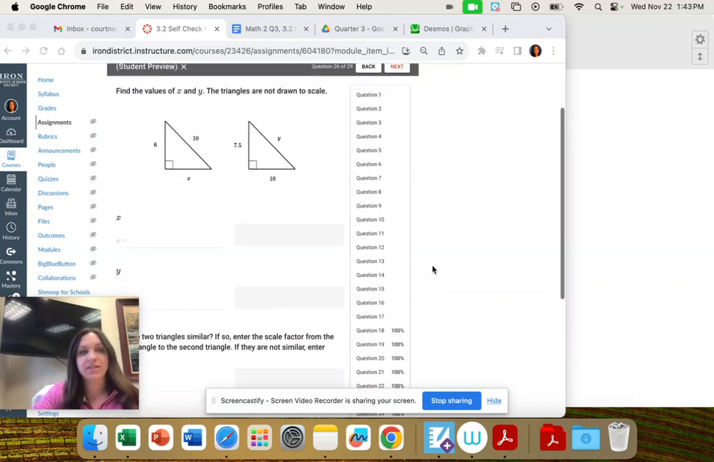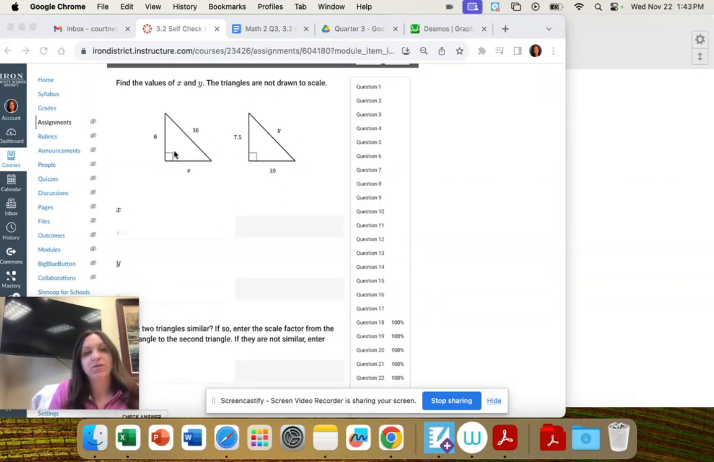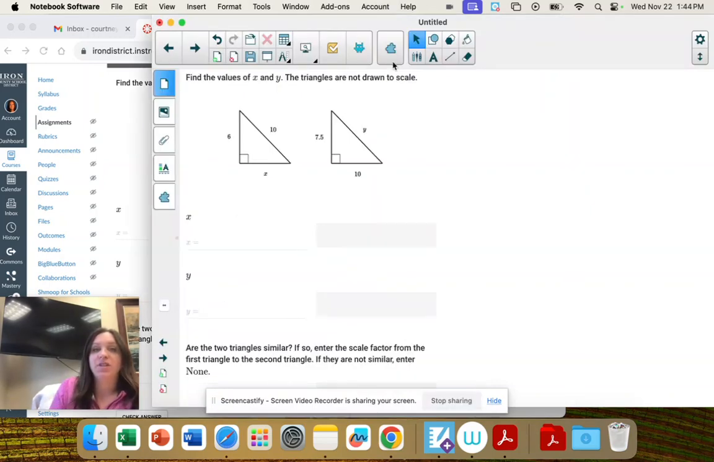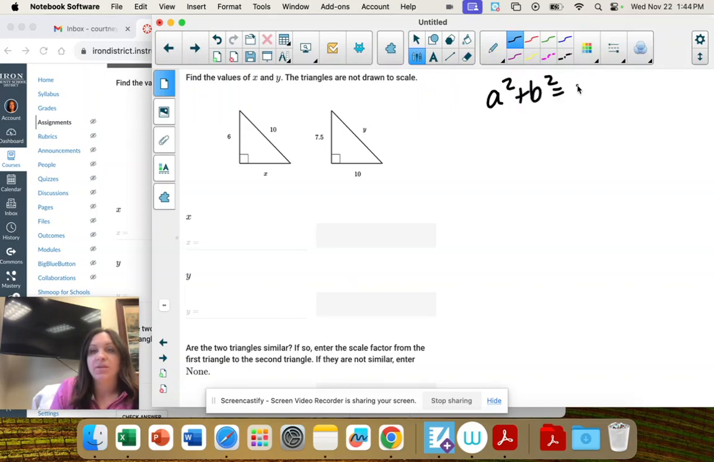Okay, 26, this is just like our last one. We have two right triangles that we're solving for the sides, and then we're going to compare if they're similar. So we're not using side ratios. We don't know they're similar. First, we have to use the Pythagorean theorem, and then we'll see if they're similar. So let's start with our first one.